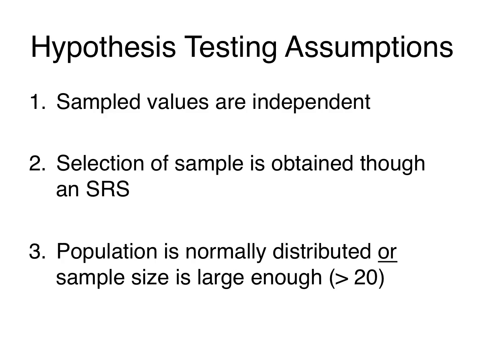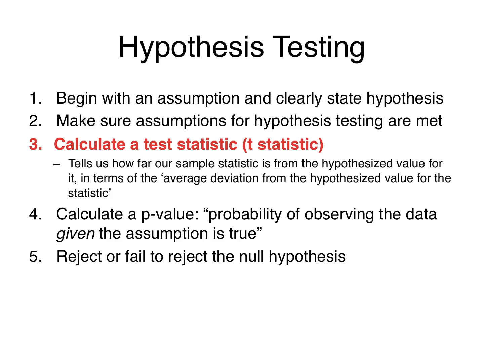Last week we discussed the assumptions necessary for the calculation of confidence intervals, and the same assumptions apply for hypothesis testing. The sampled values are independent, so the selection of one participant or observation does not affect the likelihood of selecting another participant or observation. The selection of the sample is obtained through a simple random sample, so participants are obtained randomly. And the third assumption is that the population is normally distributed or our sample size is large, so greater than 20 as a general guideline. And we can usually determine whether or not these criteria are met by reviewing a description of the study design.